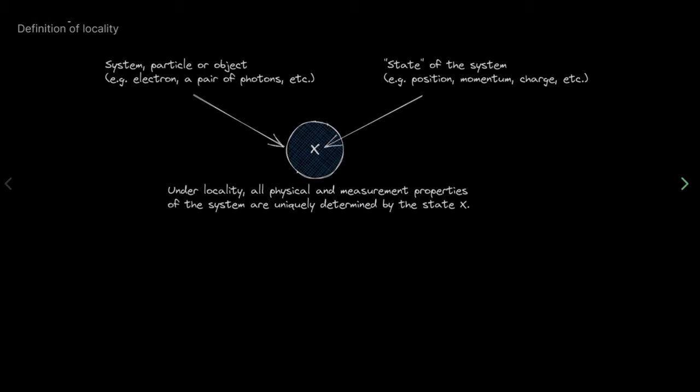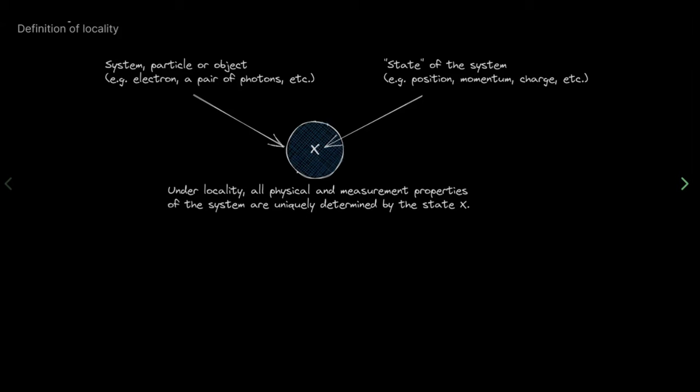So let's start with the definition of locality. The goal of physics is to explain the entire universe. But to do that, we never look at the entire universe in its totality. We usually study tiny pockets of the universe that we might call a system or an object, that are isolated to a region of space and time.